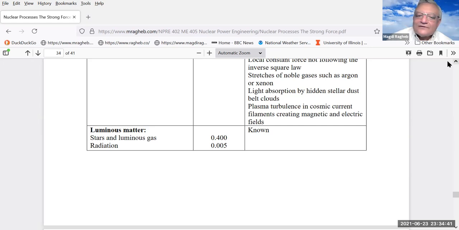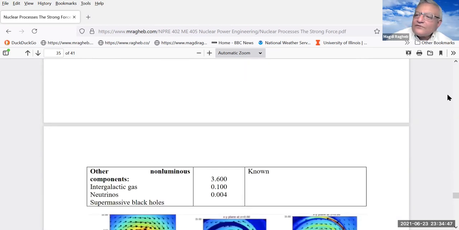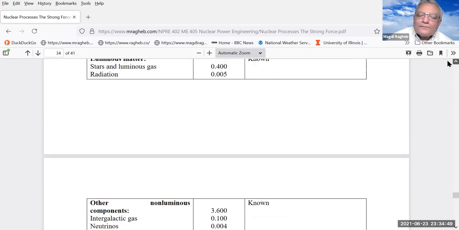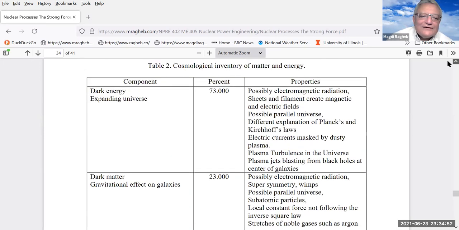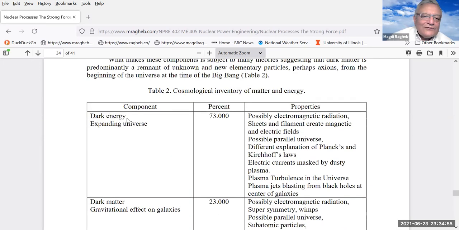What is the rest of it? We only know, as I suggest here, 3.6 plus 0.4. That's 4%. What is the rest of our universe? The rest of the universe is considered, according to cosmologists, to be dark energy. And that composes 73% of the mass of the universe, and dark matter, 23% of the universe. All the knowledge that we have is only 4%. So that means that we have to learn about these topics with humility and modesty.